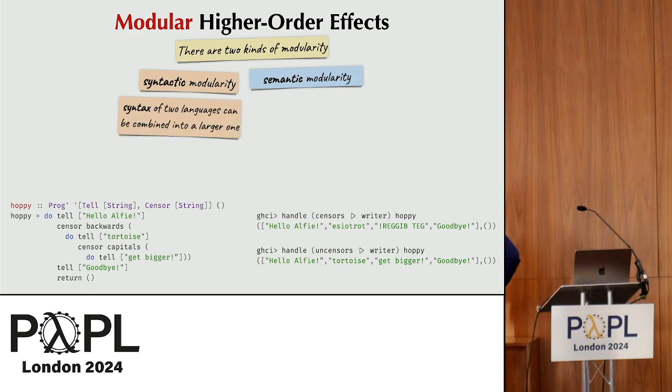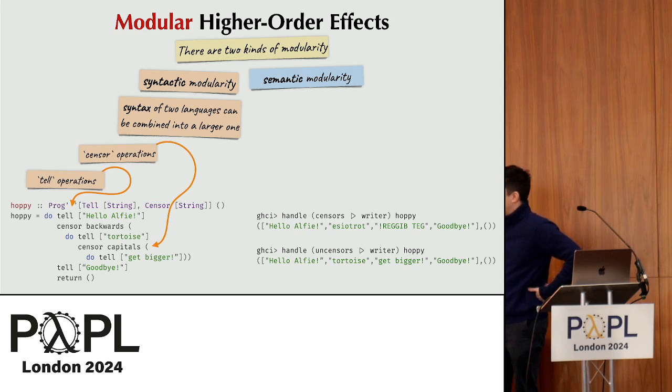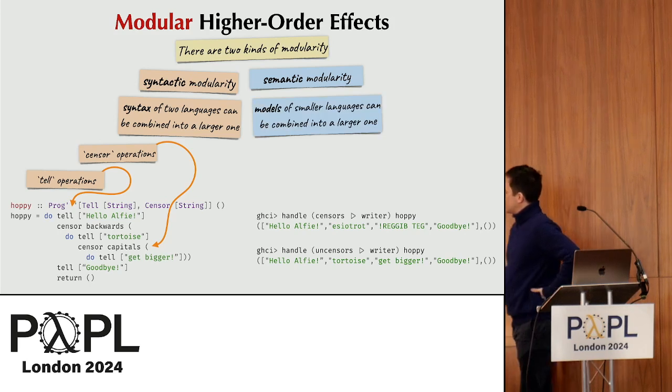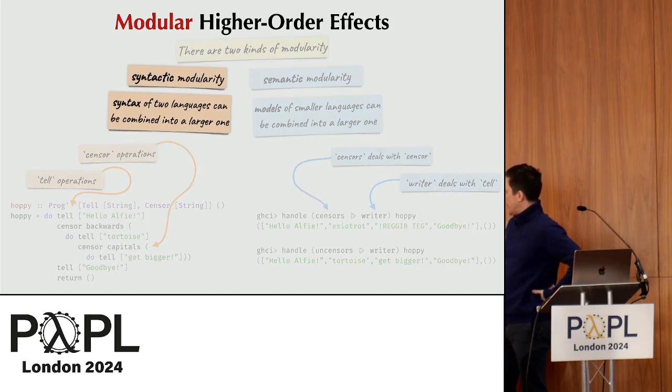So syntactic modularity is where two languages can be combined into one. That's where we have the tell and the censor interplaying in a single program, where you can think of these as individual sublanguages. And models of smaller languages can be combined into a larger one. So that's where censor deals with the censoring and Python deals with tell.